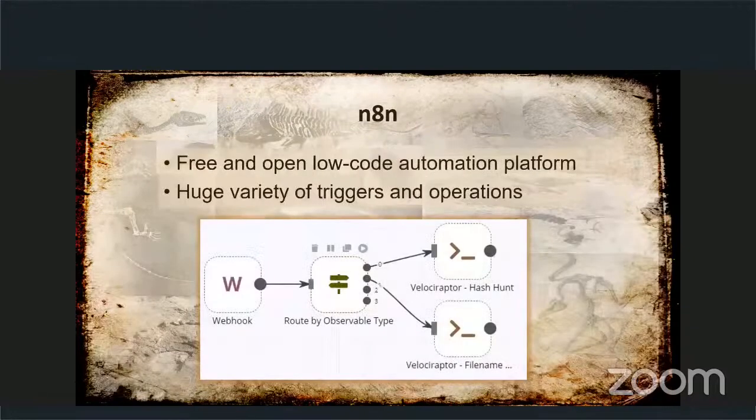But this is not a Security Onion only talk. SOARLab also includes N8N, aside from Velociraptor, which is a free and open low-code automation platform. It's similar if you've messed with Node-RED. It's similar to Node-RED, similar to Shuffle, except Shuffle is a little bit more security focused. But just another one of those low-code automation platforms that really has a ton of different triggers and operations available to us to be able to act on that data, or to be able to respond how we want, right, and process data.